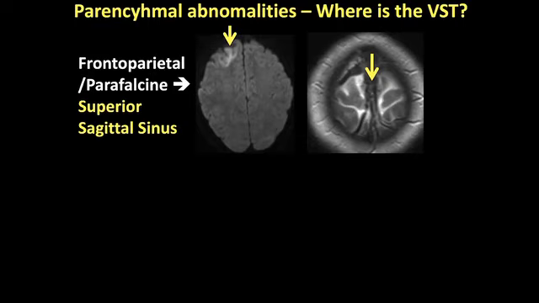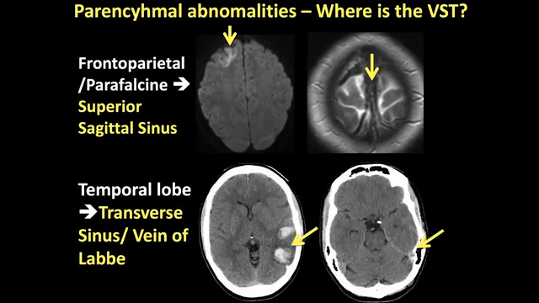Look carefully on the T2 to see whether or not you can see the normal T2 hypointense flow void. And if you can, look carefully for a thrombosis. If you can't, look carefully for a thrombosis. We saw this image on the previous slide.